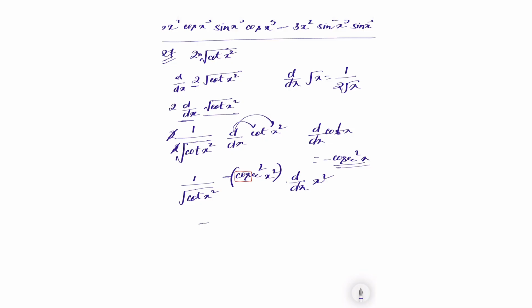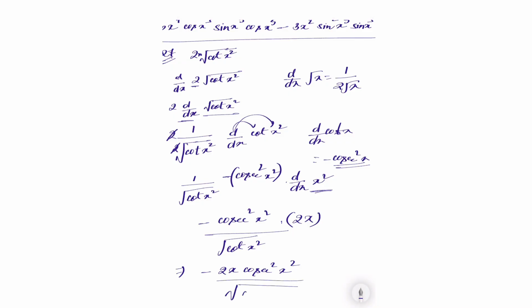Next step, minus cosec square x square divide by root over cot x square. X square will become 2x. So final answer will be minus 2x cosec square x square divided by under root cot x square. This is the final answer.